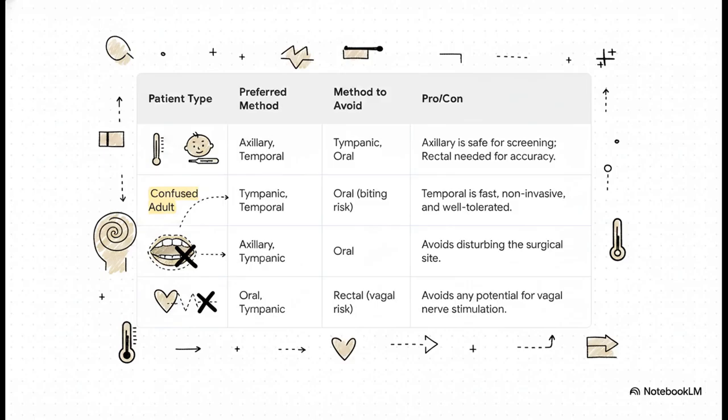Got a confused patient? You are not putting a thermometer in their mouth. That's a biting risk. Go for the ear or forehead instead. Someone just had oral surgery? Obviously, you're staying away from the mouth. And that cardiac patient we just talked about? Absolutely no rectal temp. Stick with oral or tympanic to avoid that vagal nerve risk.